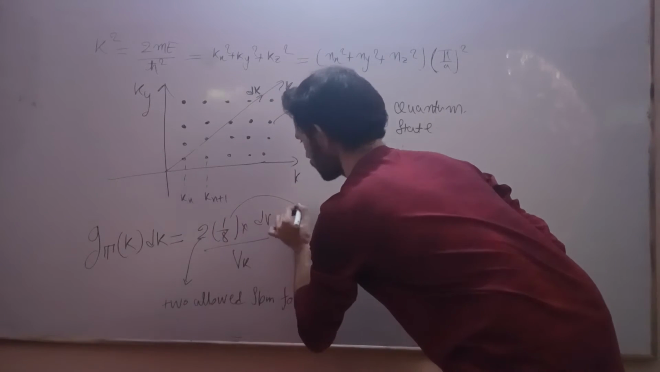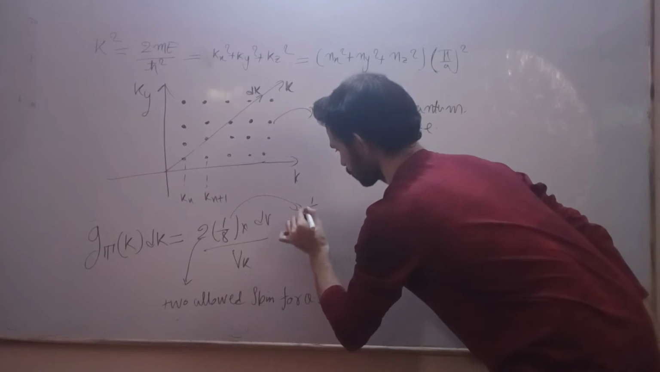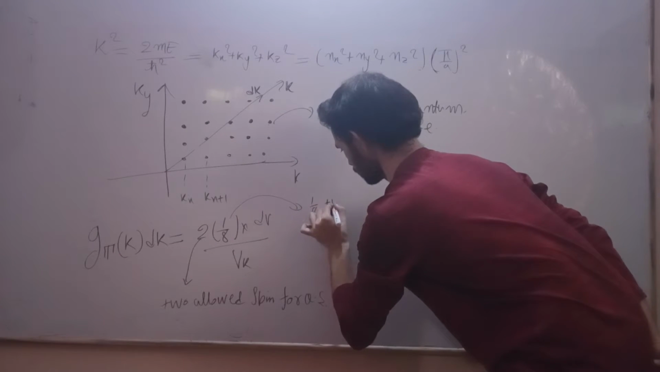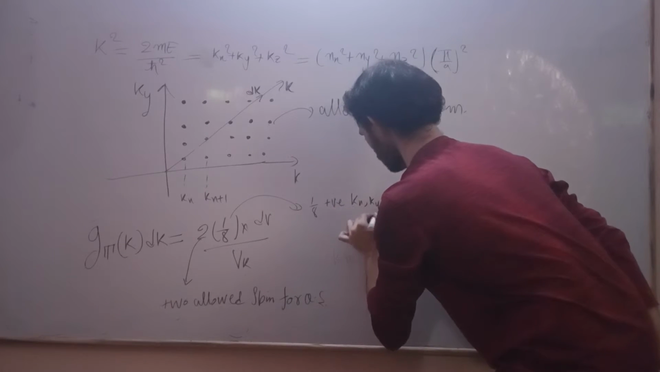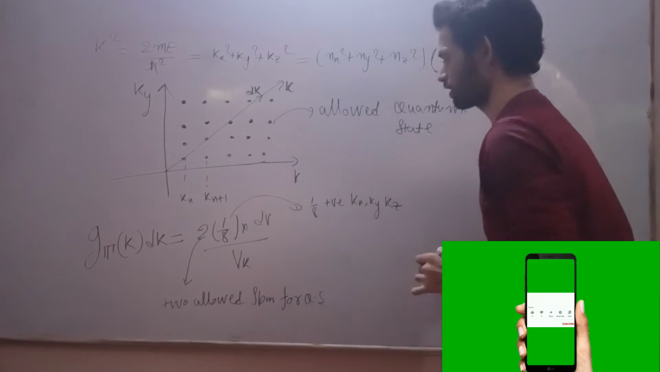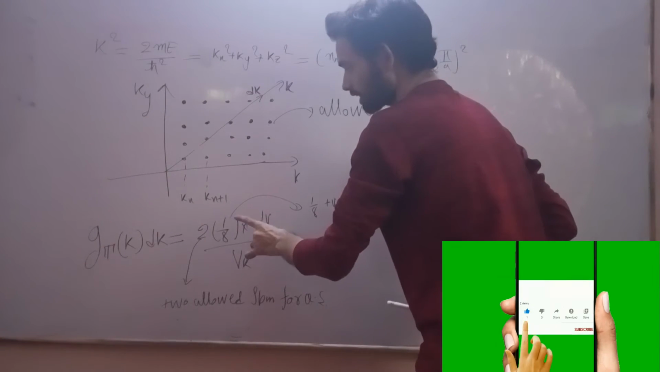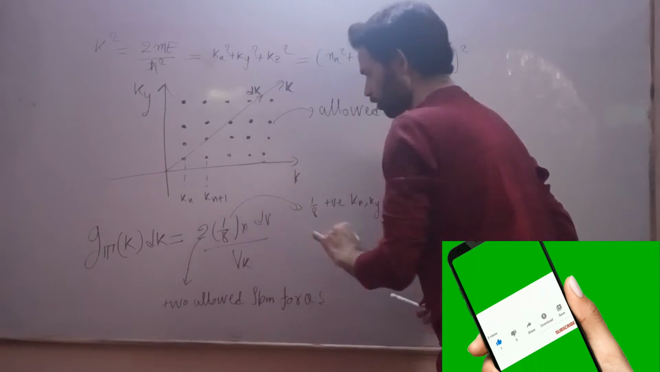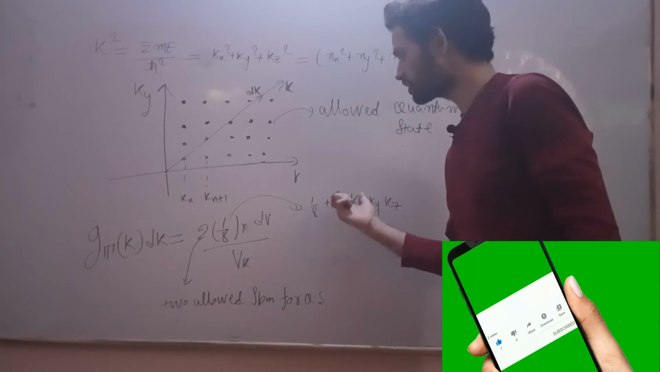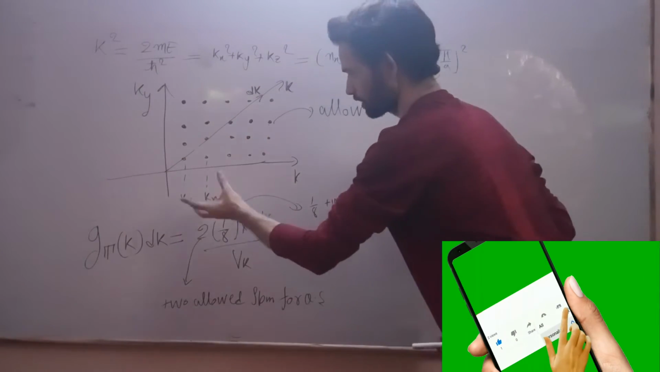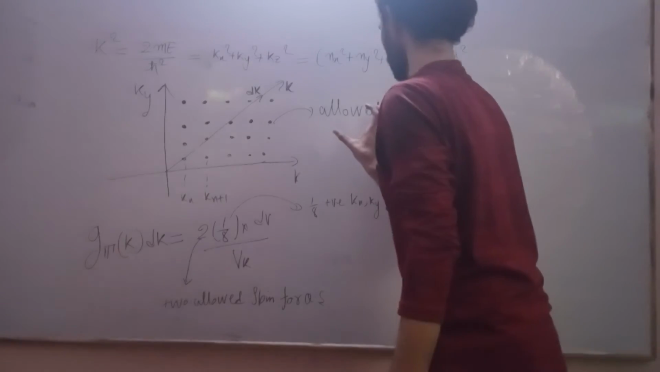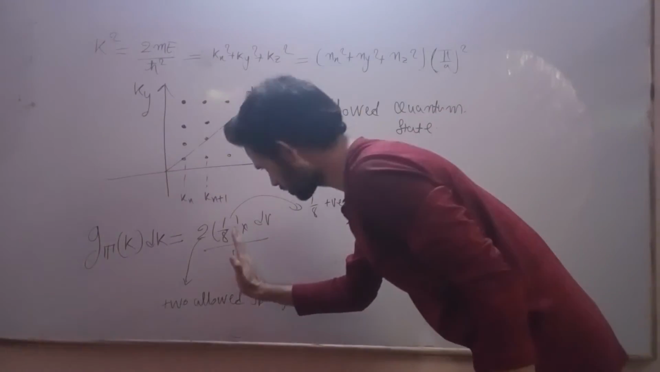This 1 by 8 is nothing but 1/8 of the positive kx, ky, kz. Okay, so because as we have seen, we have selected only one corner. By choosing that we can determine the volume, we can determine the density of allowed quantum state. Okay, so this is up to this.